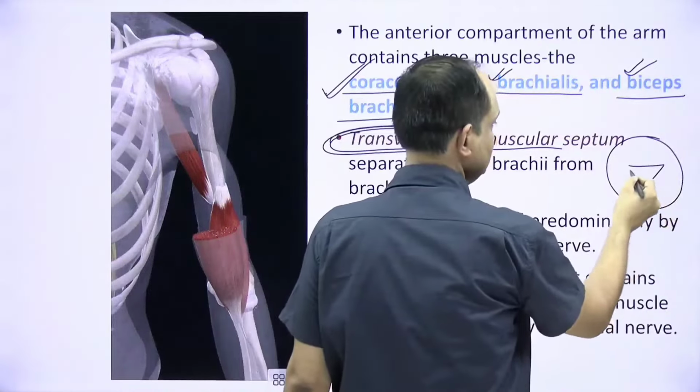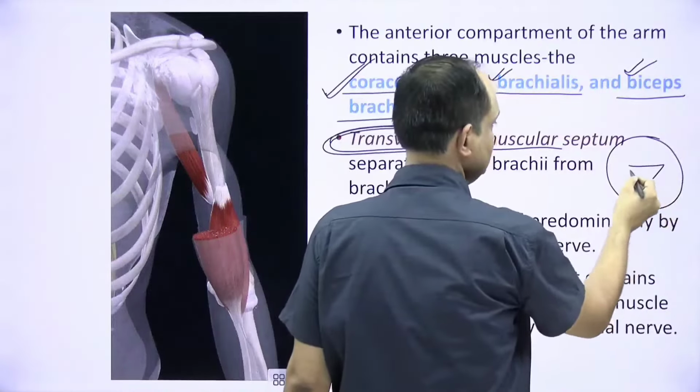In the superficial part you have the muscle biceps brachii, and here you have the muscle brachialis. The important thing to understand is that this transverse intermuscular septa separates the biceps brachii from the brachialis. So brachialis is a deeper muscle and biceps brachii is a superficial muscle in the arm.